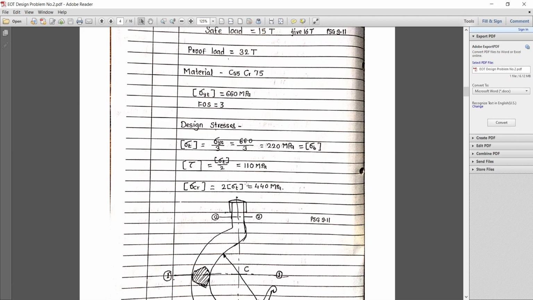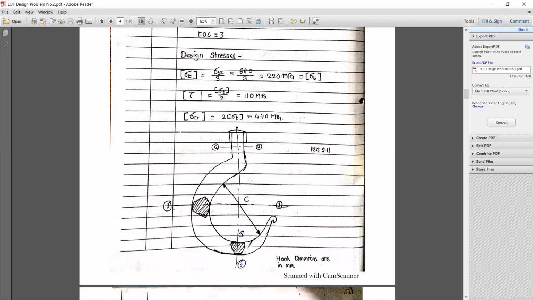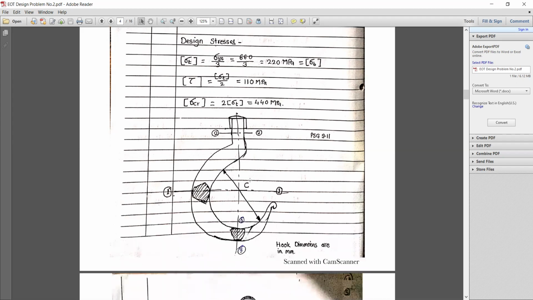Now the value of tau, that is the shear load. It is half, or 0.5 times, the tensile strength or bending strength. So that is one half of design sigma t, which is equal to 110 megapascal. Then the design crushing load is twice the design sigma t, which is 440 megapascal.